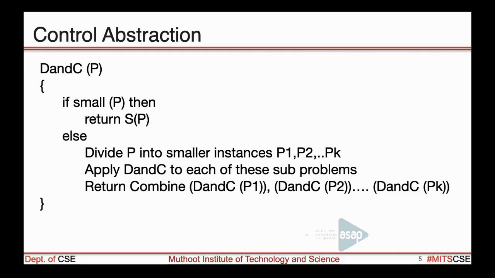It's not an algorithm, right? It is not an algorithm. It's a set of procedures that is basically needed in order to finish a task. So that is called a control abstraction. So how can you say the control abstraction of divide and conquer?